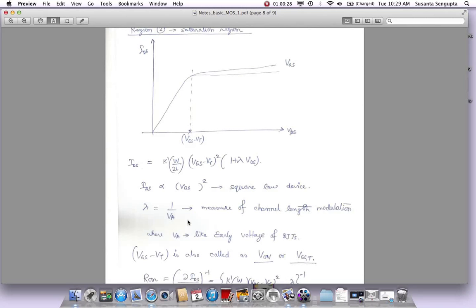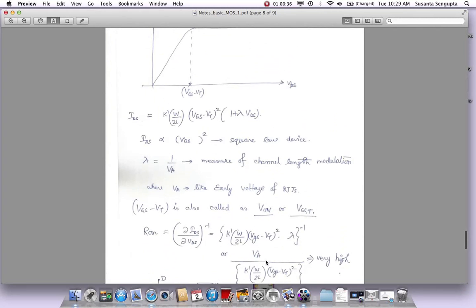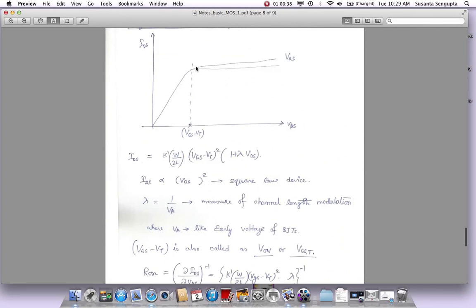This gives you a measure of whether you're in the linear region or in the saturation region. Sometimes we also use that extensively in the design. Now, we also said it's going to have very high resistance. You can see that the current is not changing.